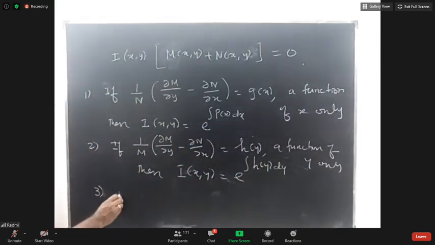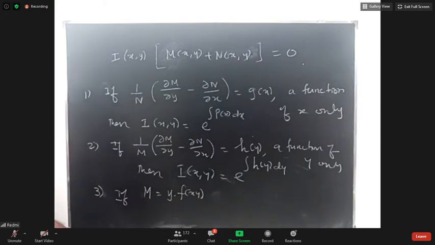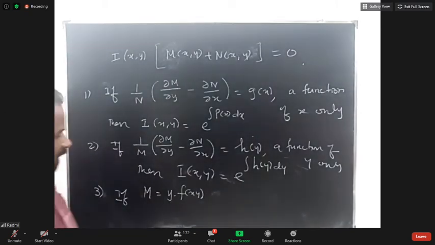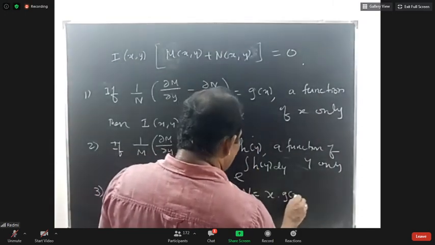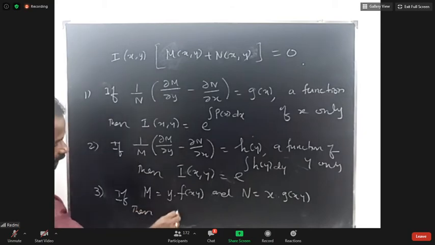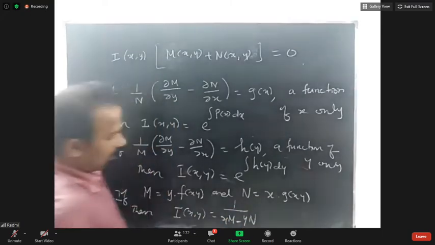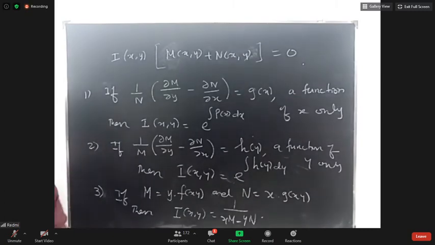The other case is, if M is equal to y into f of xy, and N is equal to x into g of xy, then the integrating factor is I of x comma y is equal to 1 by (xM minus yN). So these are all the standard integrating factors of the exact differential equation.